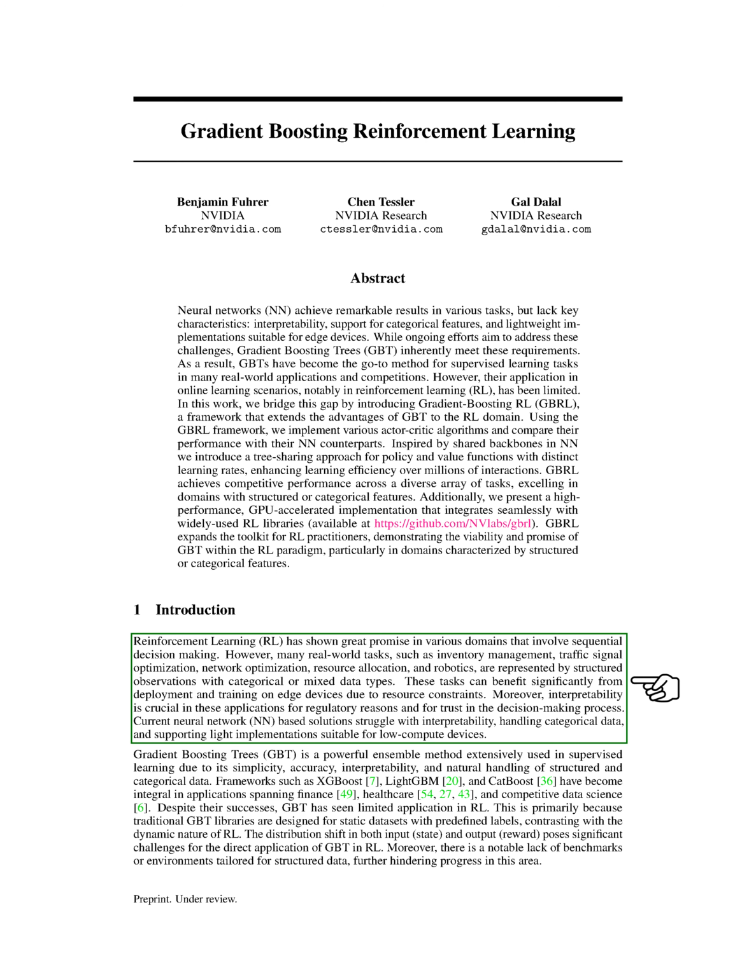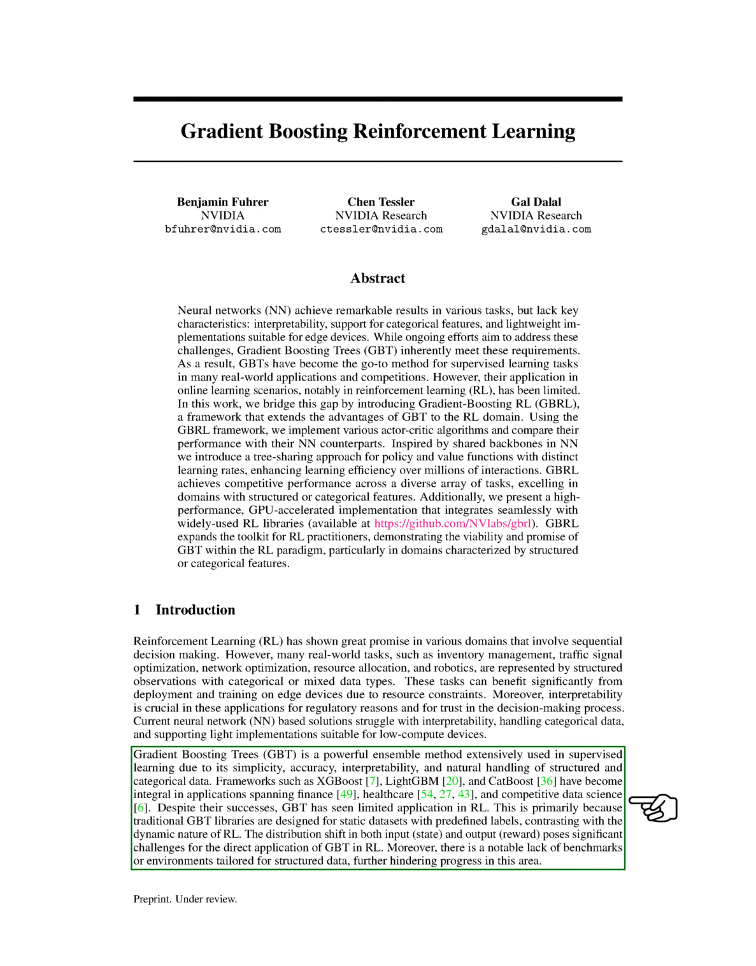Interpretability is crucial in these applications for regulatory compliance and trust in decision-making. Current neural network (NN) solutions struggle with interpretability, handling categorical data, and being light enough for low compute devices. Gradient boosting trees (GBT) are known for their simplicity, accuracy, and ability to handle structured and categorical data well. Despite their success in supervised learning, GBT has not been widely used in RL due to challenges with dynamic datasets and a lack of benchmarks for structured data.